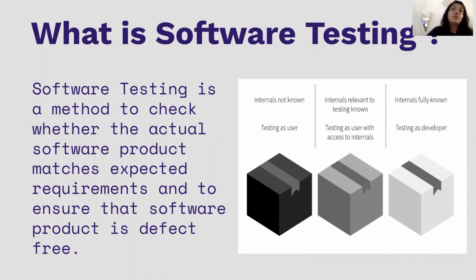And gray box testing is a combination of black box testing and white box testing, where the relevant internal part is known by the tester, and they test as a user, but they have access to the internals. So we can say it's a semi-transparent box.